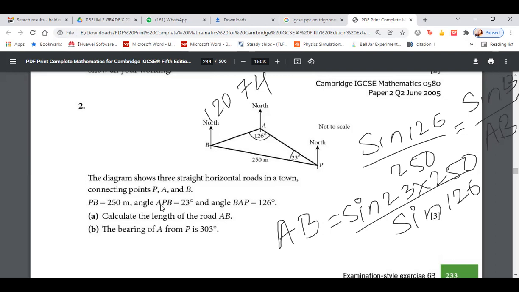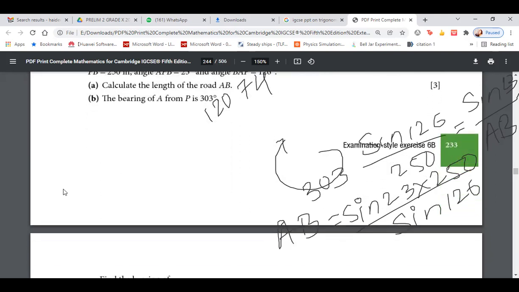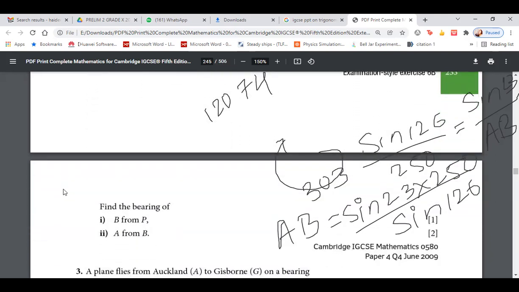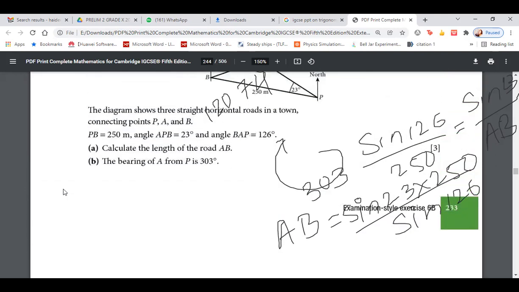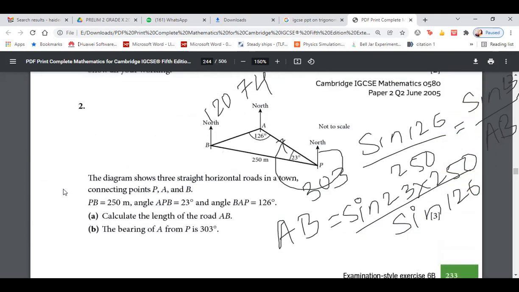That means from the north at P, if I travel till A, this is 303. Is this clear? Okay, now if we go ahead and look at the question, they want the bearing of B from P.